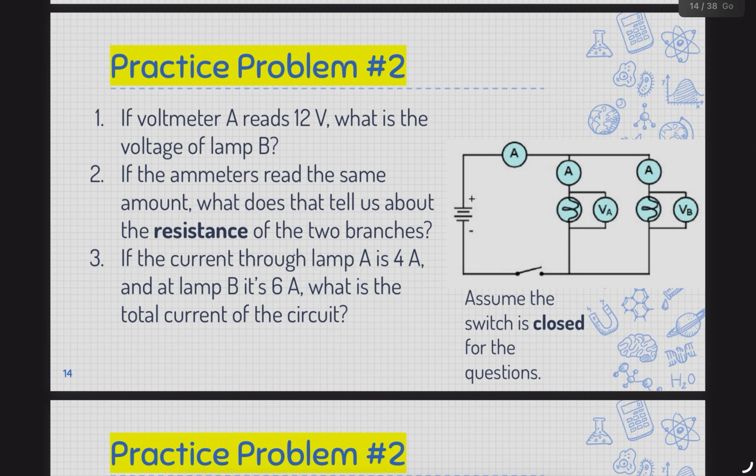So here's another practice problem. If voltmeter A reads 12 volts, what is the voltage of lamp B? Now if the ammeters read the same amount, what does this tell us about the resistance of the two branches? And if the current through lamp A is 4 amperes and lamp B is 6 amps, what is the total current of the circuit? So let's first break it down into the first one.